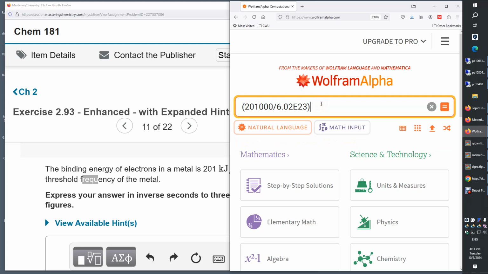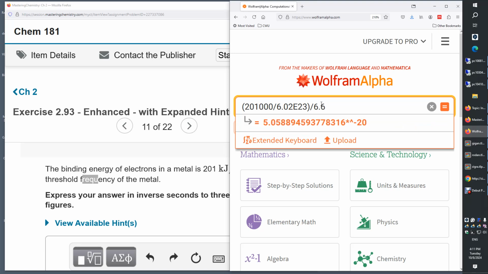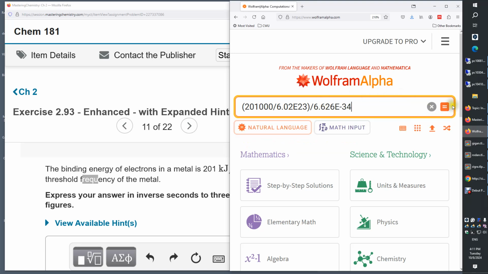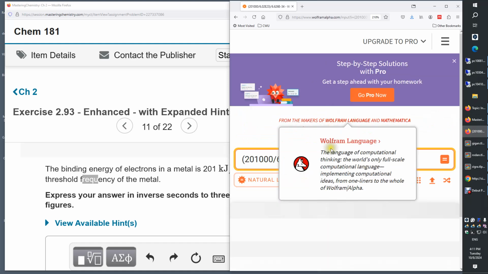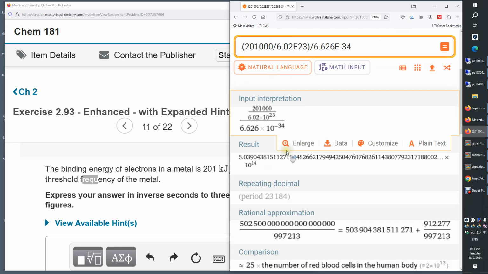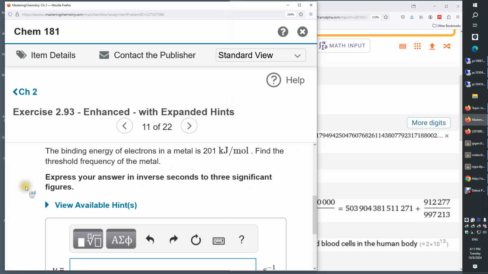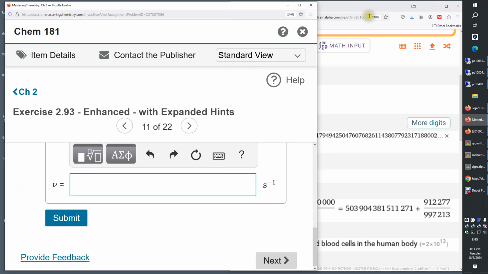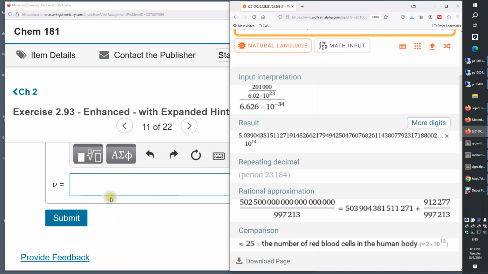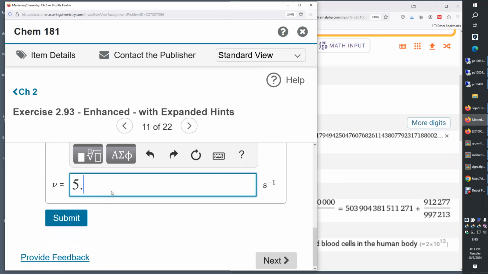Finally, we have the energy of the photon divided by the Planck constant. We will get the frequency. The frequency would be 5.04 times 10 to the power of 14 hertz, or inverse second. Alright, so I'm gonna just copy this number here, 5.04.